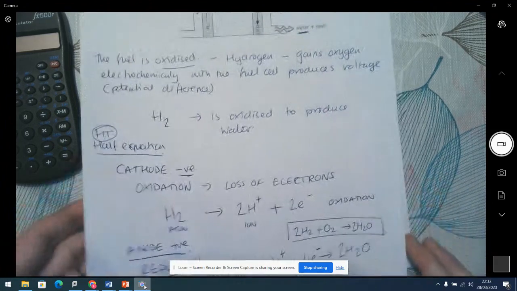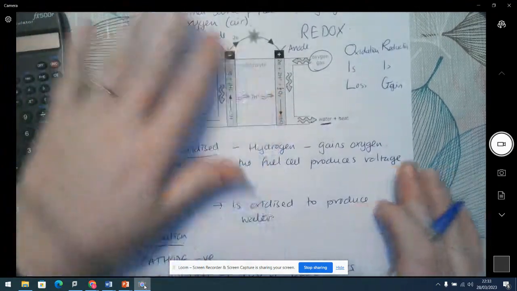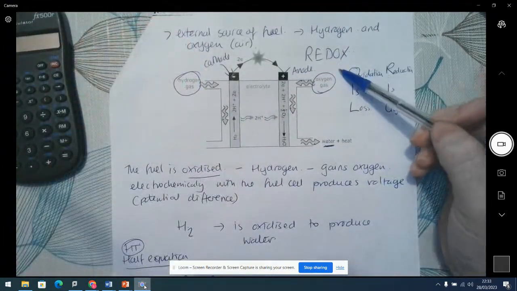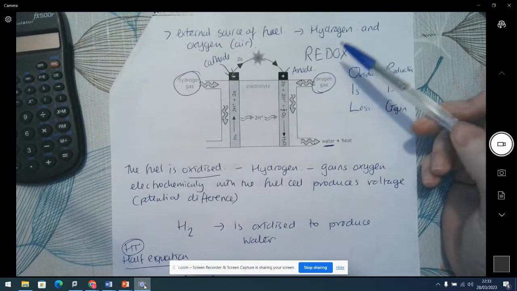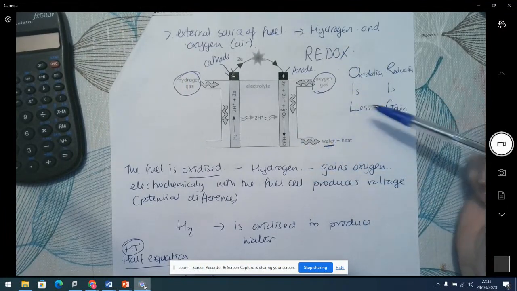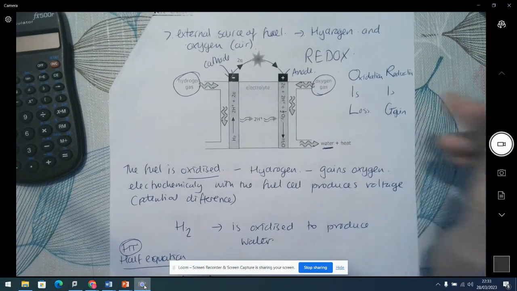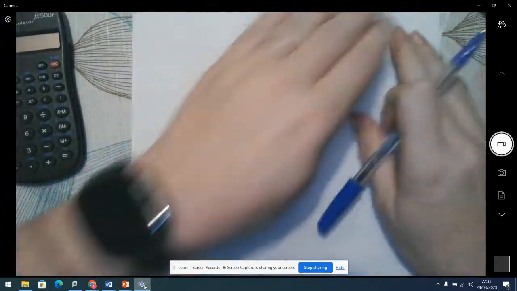So where have I seen this come up? How have I seen this come up? Well, there's a couple of things. I've seen it linked to reactivity series. I've seen it linked to redox reactions. You have to be able to identify what's been oxidized, what's been reduced. You have to be able to write half equations if you're higher tier. But I've also seen these kinds of questions come up where you're having to evaluate.